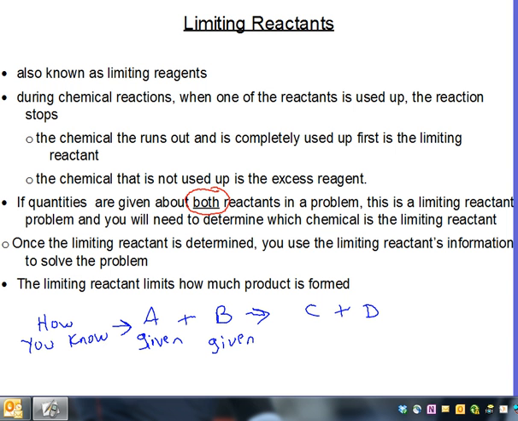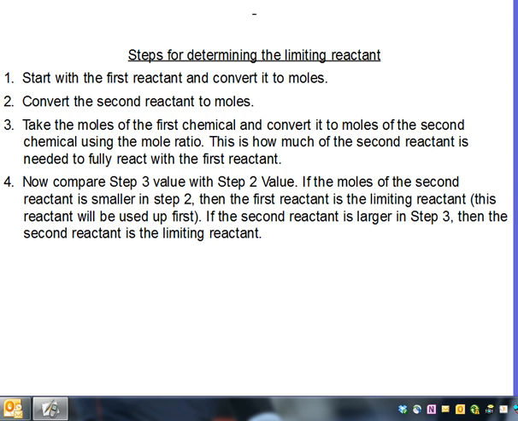Next slide. So, steps, because we all love steps. I do. Steps are awesome. Start with the first reactant and convert it to moles. Whatever's given to you first in the problem, start with that and convert it to moles. If it's already in moles, yay, that's one less thing you have to do. Step 2, convert the second reactant to moles. If that's already in moles, yay, you move right on to step 3.